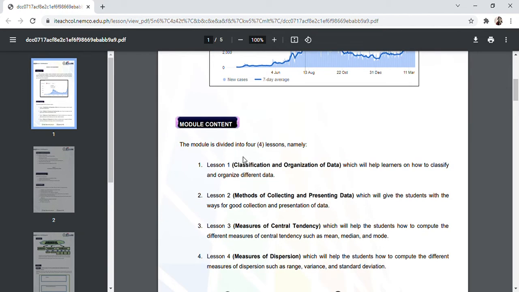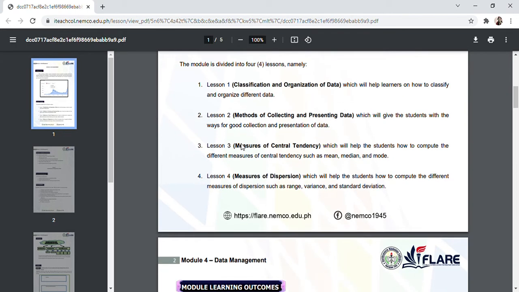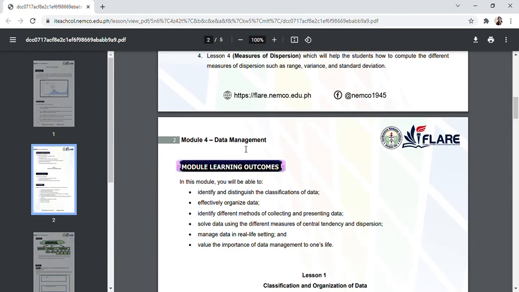So for this module, we actually have 4 lessons. The first lesson is about the classification and organization of data. The second lesson is all about methods of collecting and presenting data. And the third lesson is about measures of central tendency. And the fourth lesson is about measures of dispersion. But today we will be tackling 2 lessons na lang muna. The classification and organization of data, and the second one is about methods of collecting and presenting data.